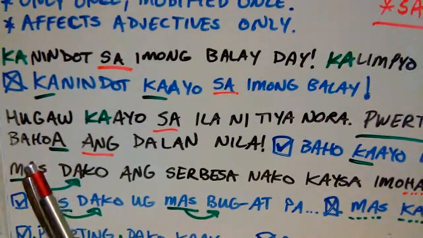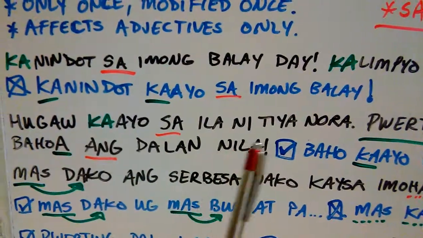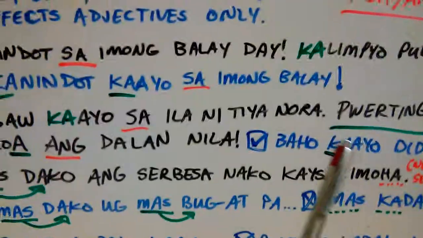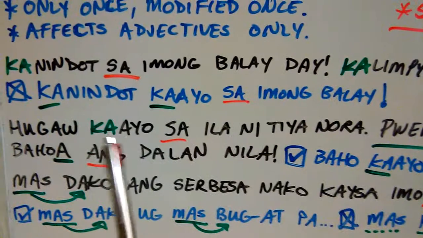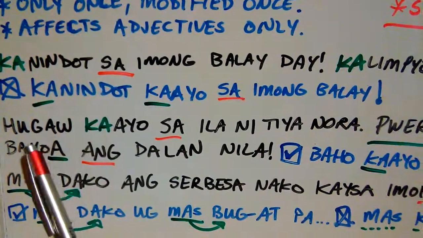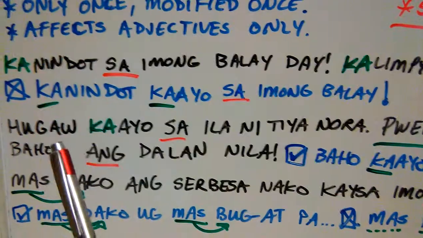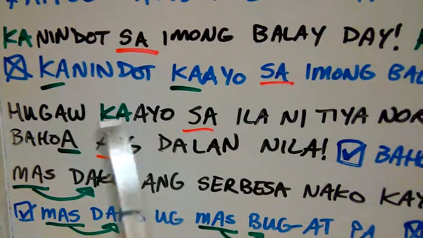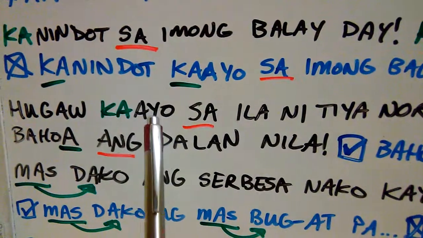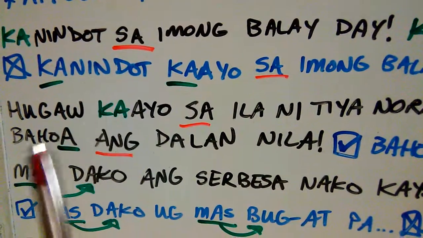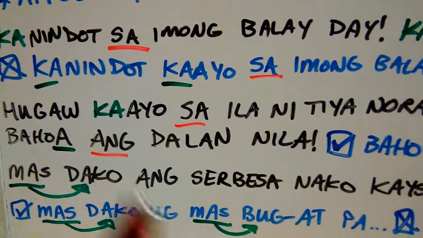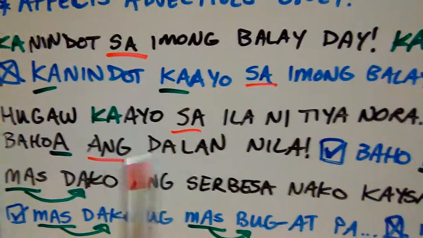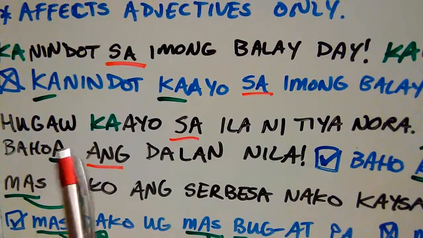Next one we have hugaw kaayo sa ilan ni Tia Nora, right? Hugaw kaayo sa ilan ni Tia Nora. It's really dirty in their place, right? So here it's okay because hugaw is our only adjective, but notice how I didn't intensify it with ka. Instead, I used kaayo, and that's fine, right? Because again, only one can be used. Hugaw kaayo, or kahugaw without using kaayo. Kahugaw sa ila ni, right? Ni whatever.